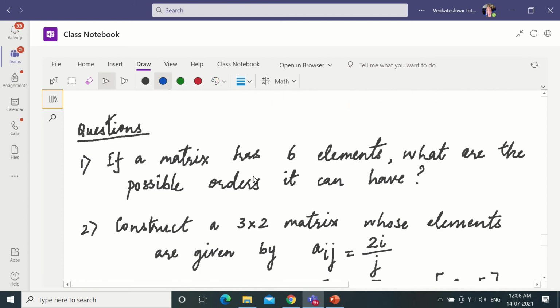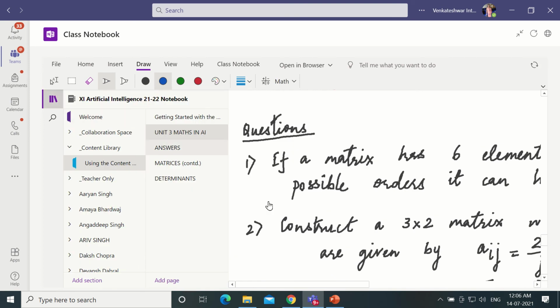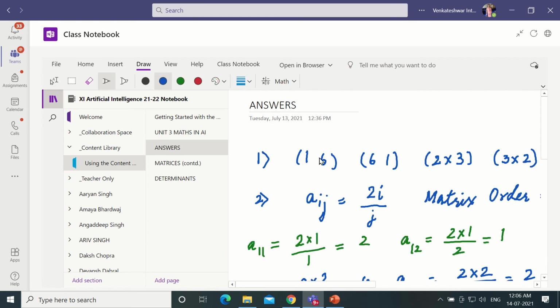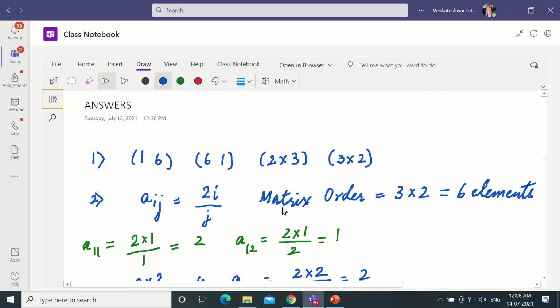If a matrix has 6 elements, what are the possible orders that it can have? If you have 6 elements, that means I can have 4 possible orders. How do I do that? I can take a 6 by 1 matrix or a 1 by 6 matrix. Then I can take the factors of 6 and make a matrix out of that. So I can have a 2 by 3 matrix and a 3 by 2 matrix. So if you see here, I can have 4 possible orders.